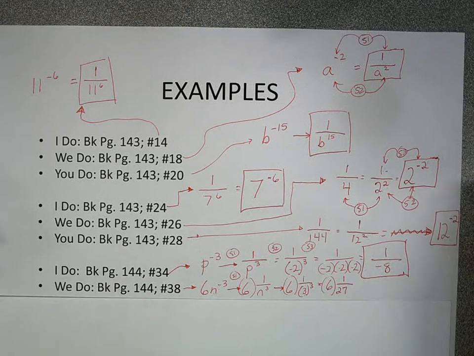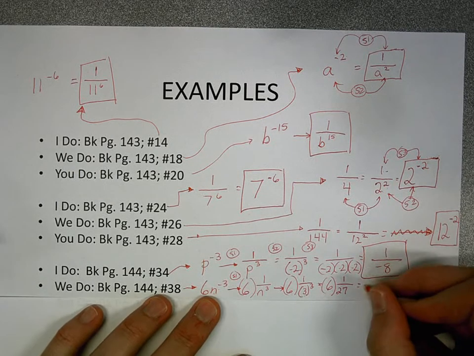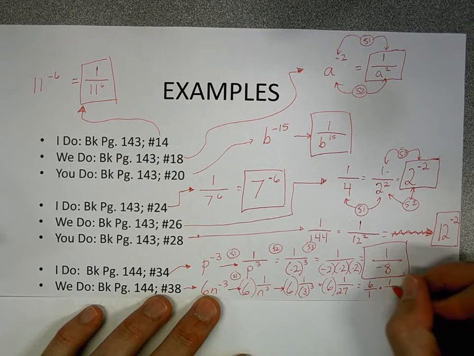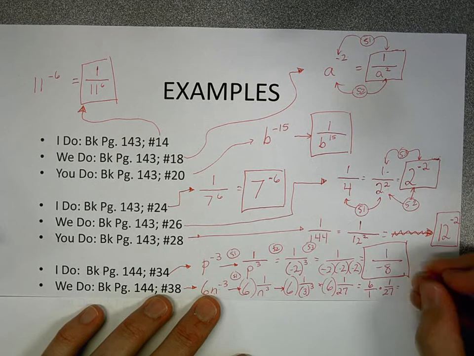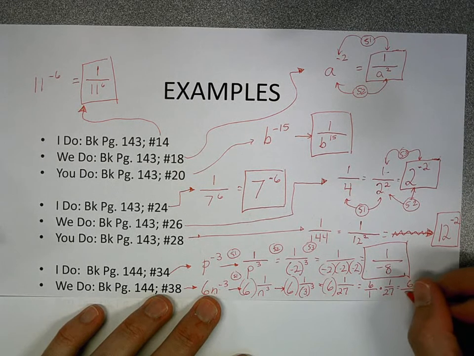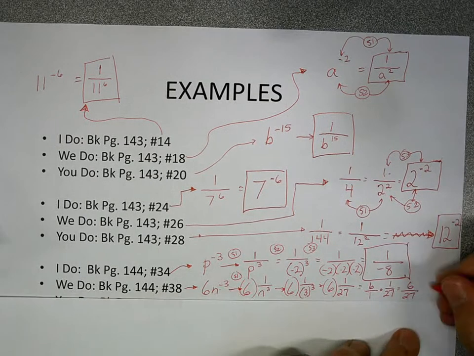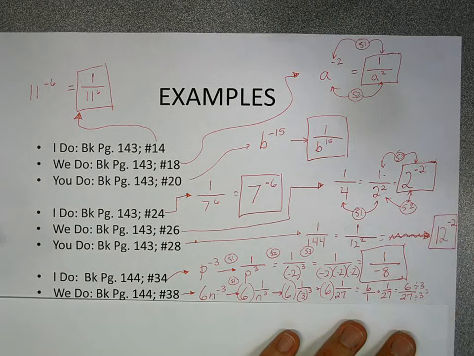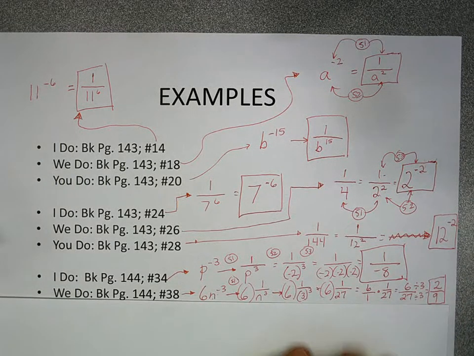Now this isn't done being simplified. What I'm going to go ahead and do, I put my 6 over 1 times 1 over 27, and I keep simplifying. 6 over 27, and like any other regular fraction, I'm going to reduce if I can, and I can on this one by 3. So 6 divided by 3 is 2. 27 divided by 3 is 9. And that is my answer.